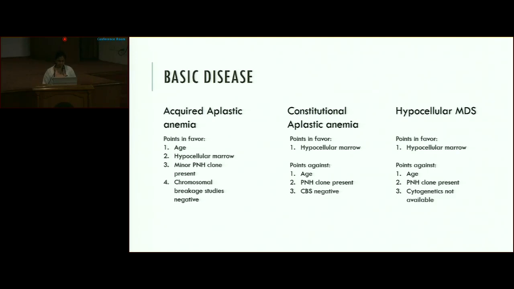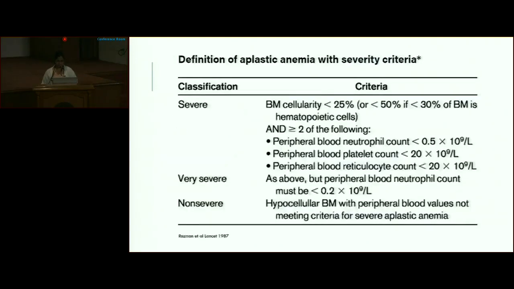The severity can be graded according to this, and we can see that she initially presented with a severe aplastic anemia, which progressed to very severe in her current admission. Now, she was diagnosed with aplastic anemia during her pregnancy. So was it a mere coincidence, or is there actually any association between pregnancy and aplastic anemia?